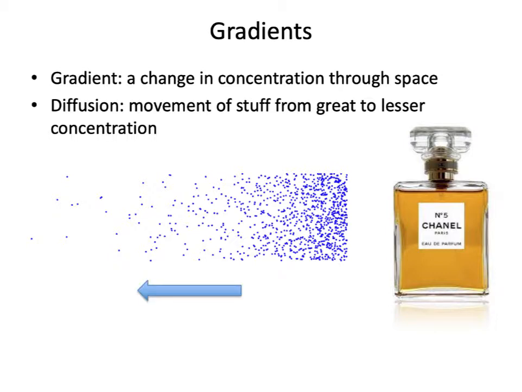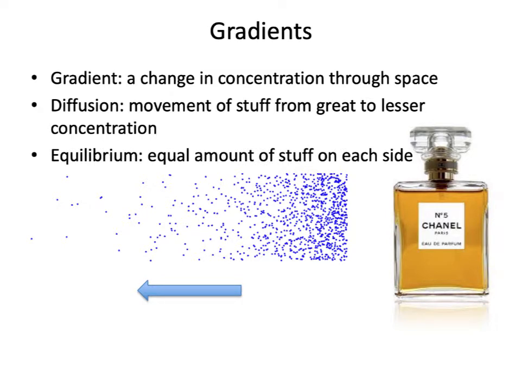This is represented by the arrow. With no other intervention, the molecules will eventually even out, and there will be as many perfume molecules on your side of the room as on my side of the room. This is called equilibrium, and it means there is no concentration gradient anymore. It doesn't mean that there is no movement of molecules, it just means that there's no overall net direction. For every molecule that moves to the left, one will move to the right.